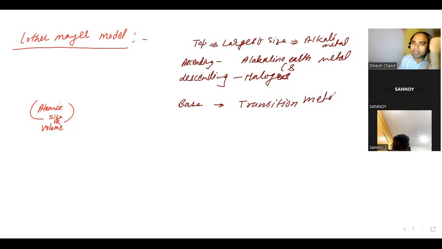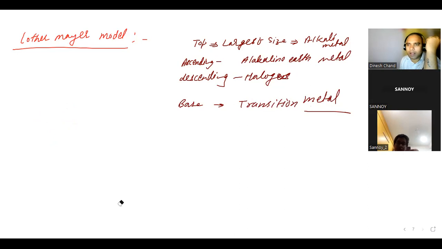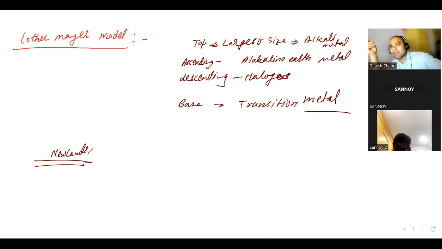Transition metals. Can you tell me why this model failed? Any idea? Yes or no? Why did this model fail? Sir, probably because all the other elements could not maintain this pattern. Okay, because we cannot represent all the elements in this way. And noble gases are also not included in this one. Newlands' model: after the discovery of the noble gases, the ninth element became similar in properties, so the model automatically failed.